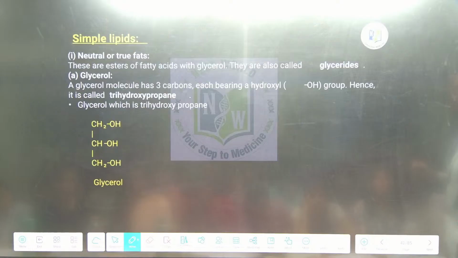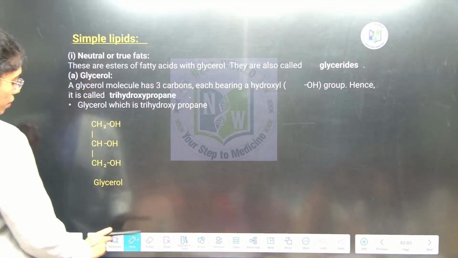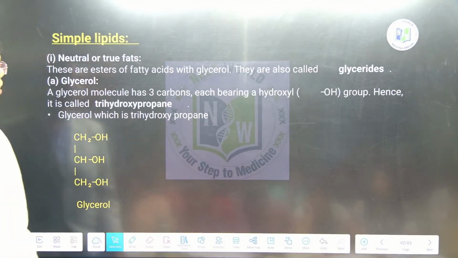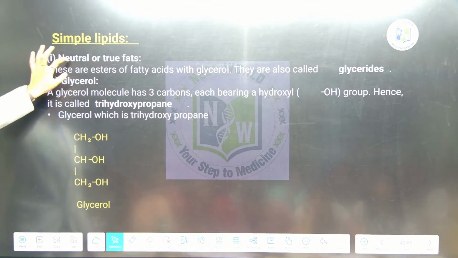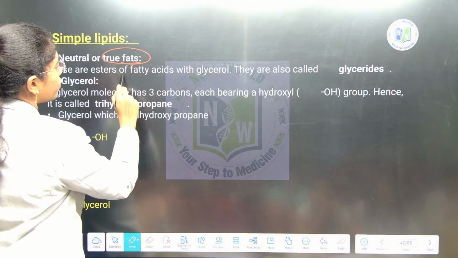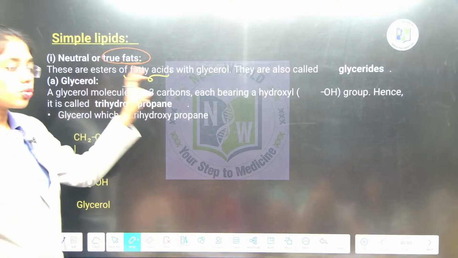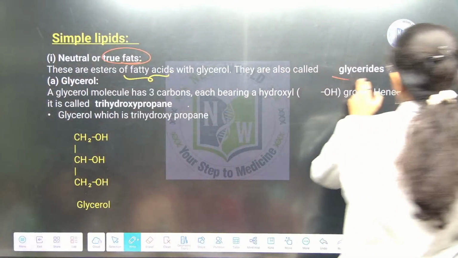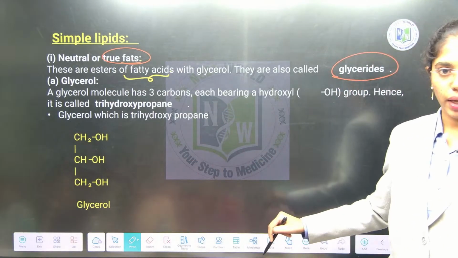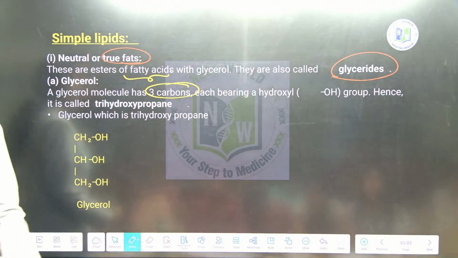Then simple lipids are of two types. We have neutral or true fats and waxes. True fats are nothing but esters of fatty acids with glycerol. So they are called what? Glycerides. For example, glycerol has 3 carbons, each bearing one hydroxyl group.